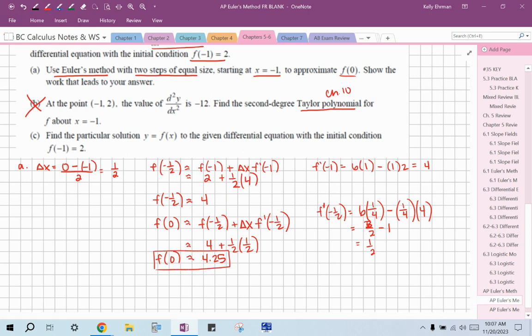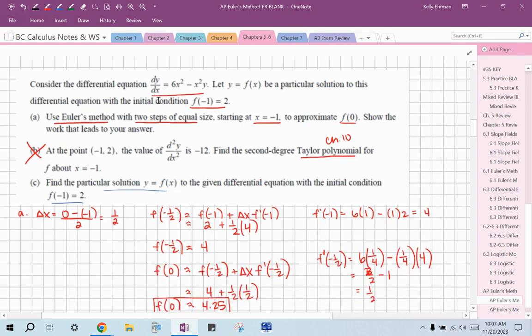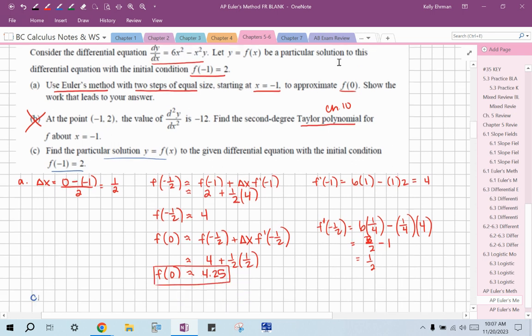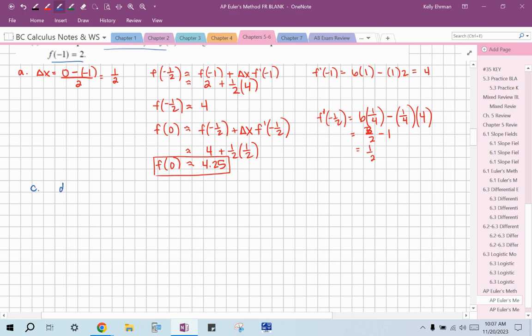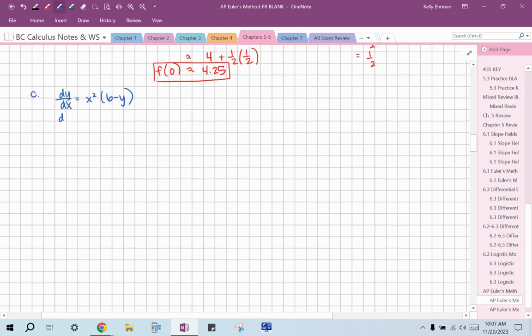All right, we're skipping B and then doing C. Find the particular solution given the differential equation with this initial condition. So find the particular solution is separate, integrate, celebrate. So remember to separate this, your only options are multiply or divide. And you first have to factor this anytime you have x's and y's together. So dy dx factored is take out an x squared. You get 6 minus y. And then you can separate by dividing by 6 minus y.